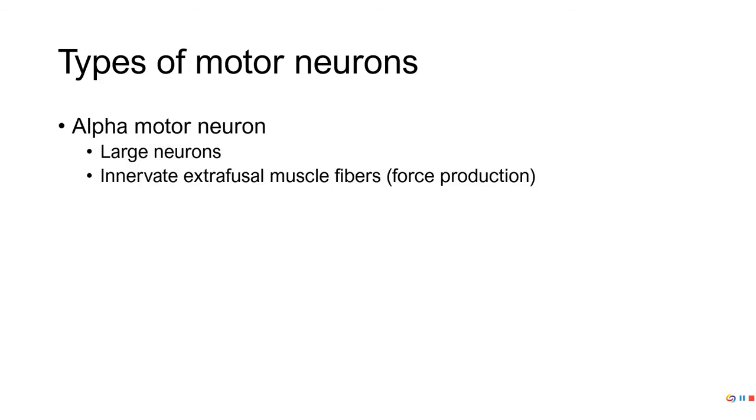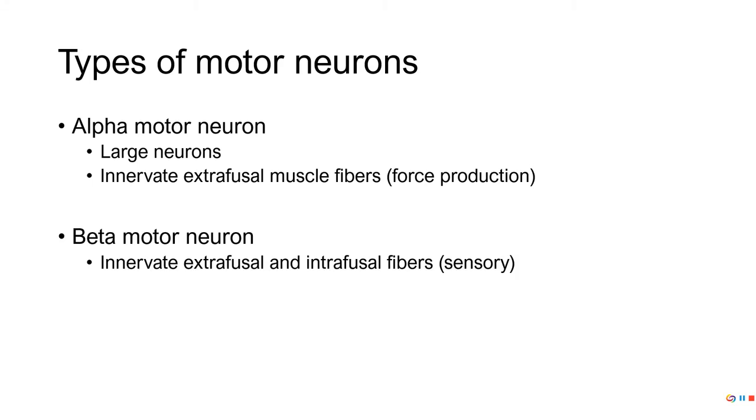First, we have alpha motor neurons, which are relatively large motor neurons which innervate skeletal muscle and cause the muscle contractions that generate movement. Specifically, they innervate extrafusal muscle fibers, which are standard muscle fibers. These are the ones that produce force that allow you to move.